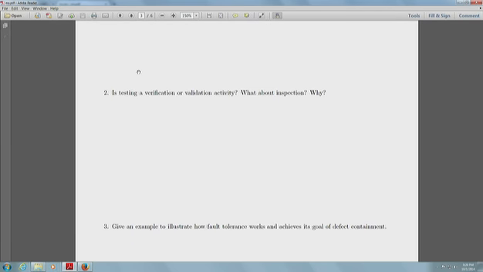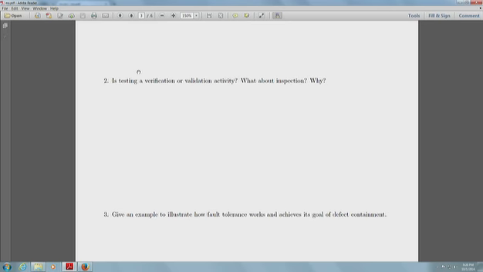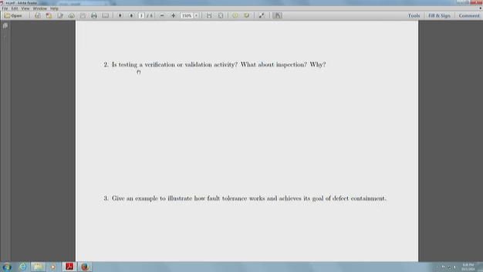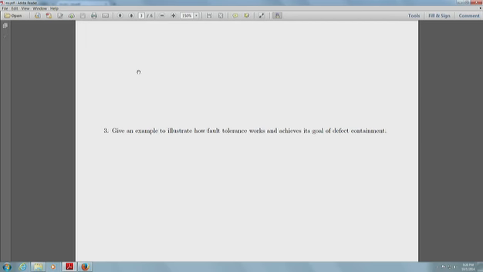Testing is verification or validation? It's both. So you give examples about why it's both. And give an example to illustrate how fault tolerance works and achieves the goal. We talked about the example of MVP and the recovery block. So if you give one of those examples, that would be good.